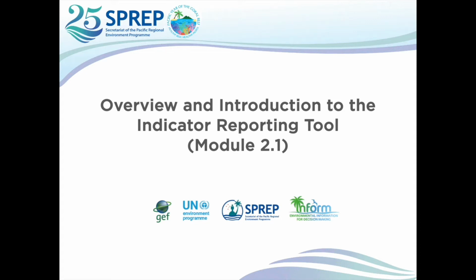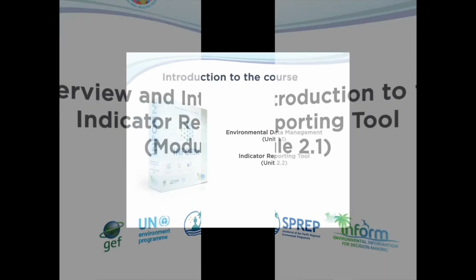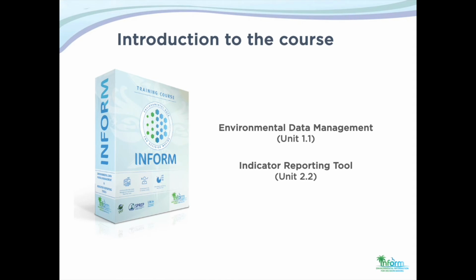This is one of the two core packages for the Inform Project Learning course made possible with funding support from the Global Environment Facility through the UN Environment Program and implemented by the Secretariat of the Pacific Regional Environment Program. This unit will introduce professionals to the Indicator Reporting Tool and will walk you through its different features so that you can benefit from the effective utilization of this new platform.